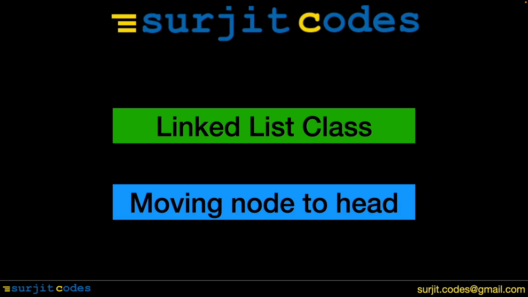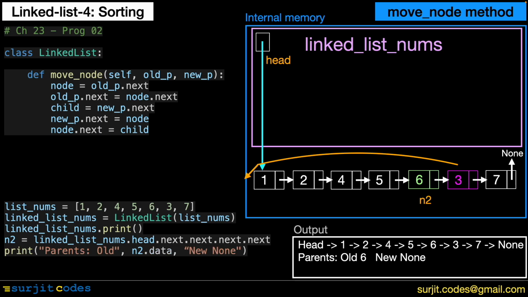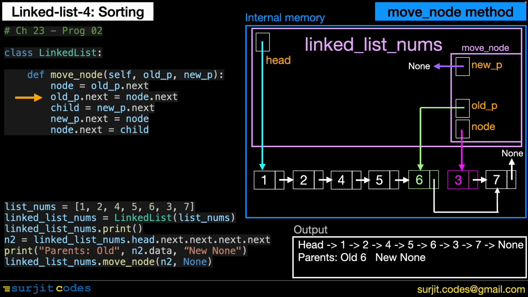One of the two special cases of move node is in which we move a node to the head position of the list. It means that 3 will be the new head and 1 will be the child of 3. Once again, we save the address of node 6 in N2, print it for verification, and call it the old parent in the move node method. But node at the head does not have the parent, so we pass none to the new parent. First two statements of move node work in the same way. Node is the child of old parent. We remove it from the chain.